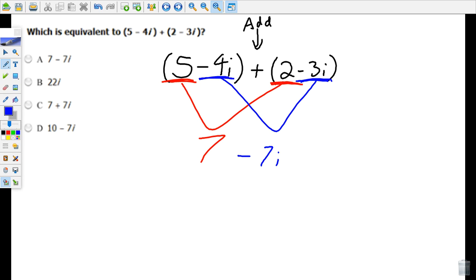I don't care how you prefer to do it, if you line them up vertically or not. But you should get the same answer because all we're doing is combining like terms. So our answer there was A. And again, the answer choices are also in no particular order, but I guess it was A in that case.